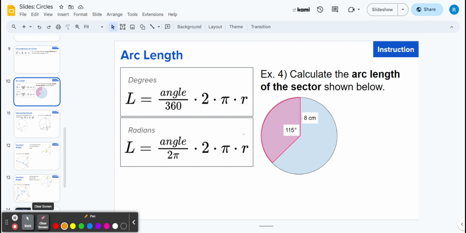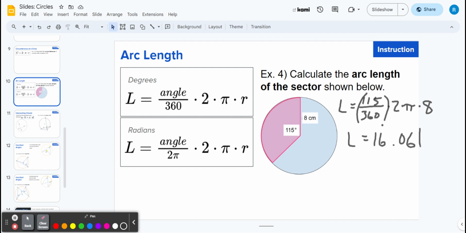So in this problem, L equals, this is degrees, so we use our top formula, 115 over 360 times 2 times pi, and our radius is 8. If we punch that in our calculator, again I'm going to throw some parentheses around here to make sure I do my order of operations right: 115 divided by 360 times 2 times pi times 8. We get 16.06 as an answer.